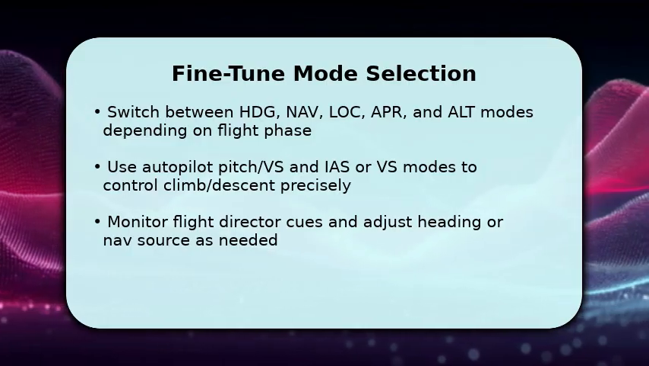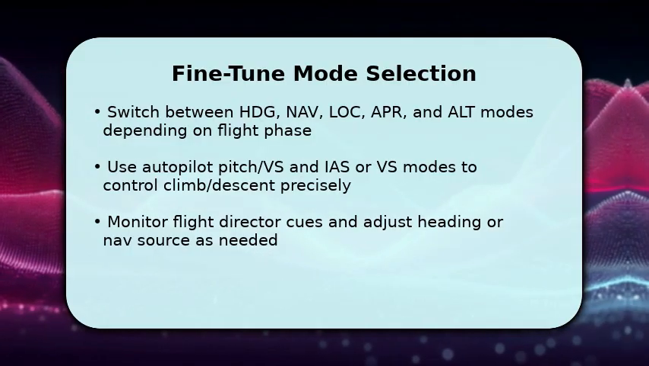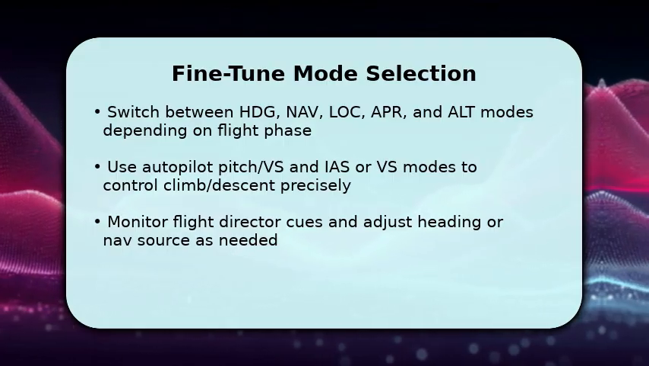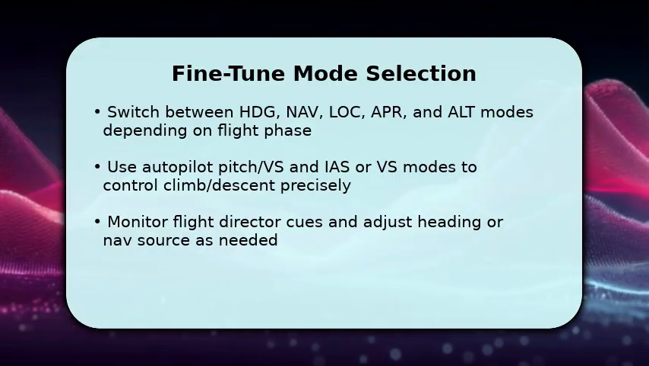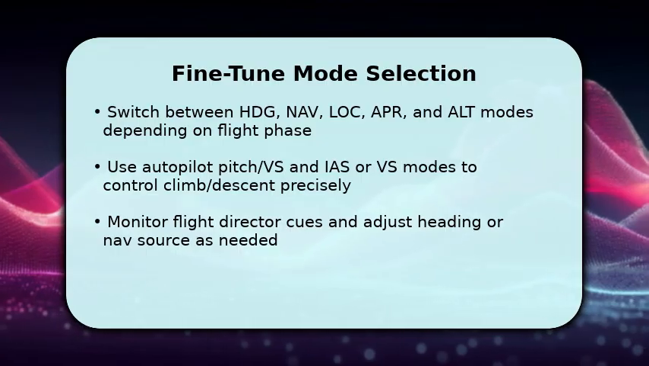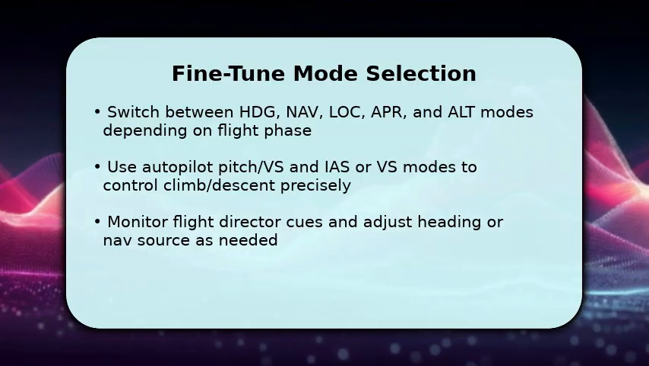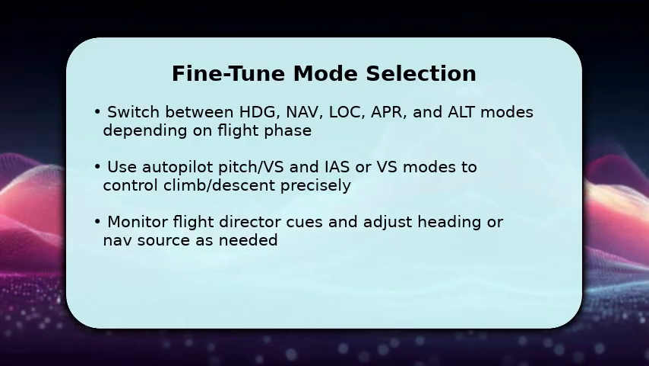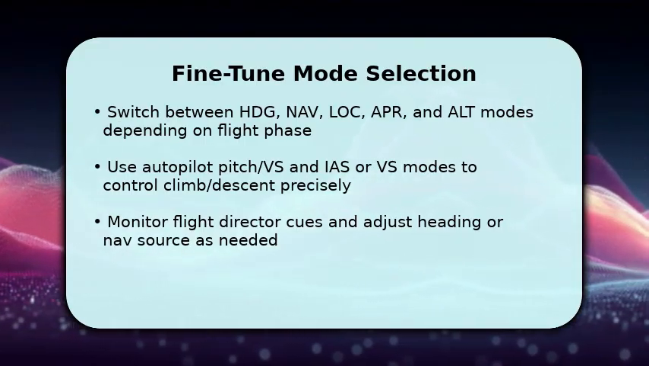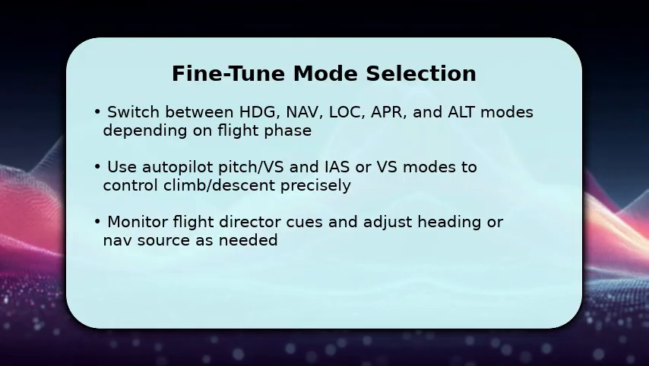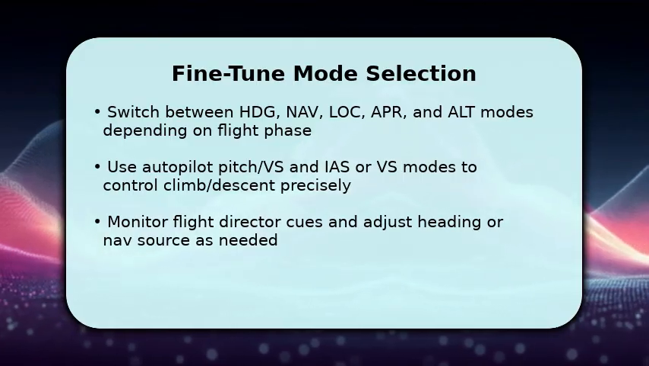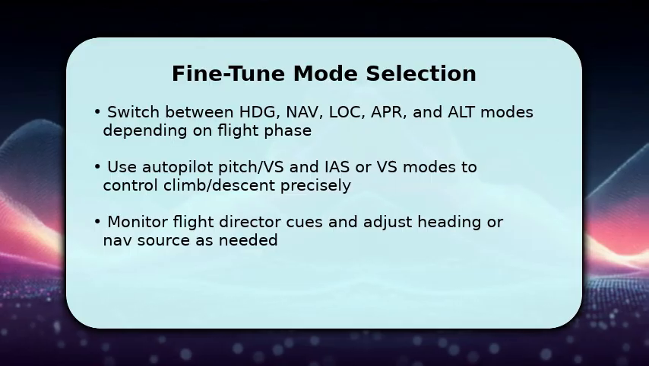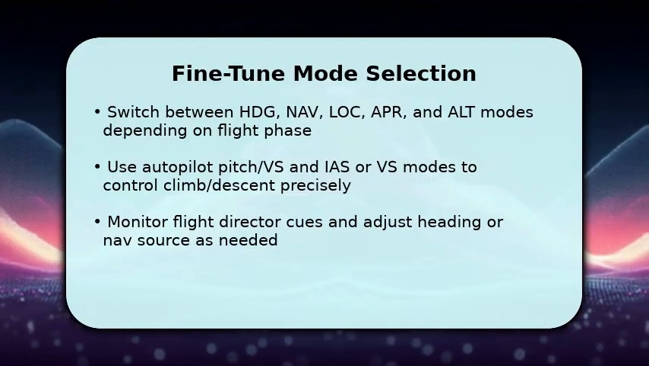Use HDG to intercept a vector, NAV to follow the flight plan, LOC to capture localizer, and APPR for full approach capture. Use IAS or VS to manage climbs and descents. Set a vertical speed or target speed, then engage altitude capture so the plane levels automatically. Also watch the flight director bars, they show commands, and adjust your heading, nav source, or bank limits to keep the aircraft on the desired path.